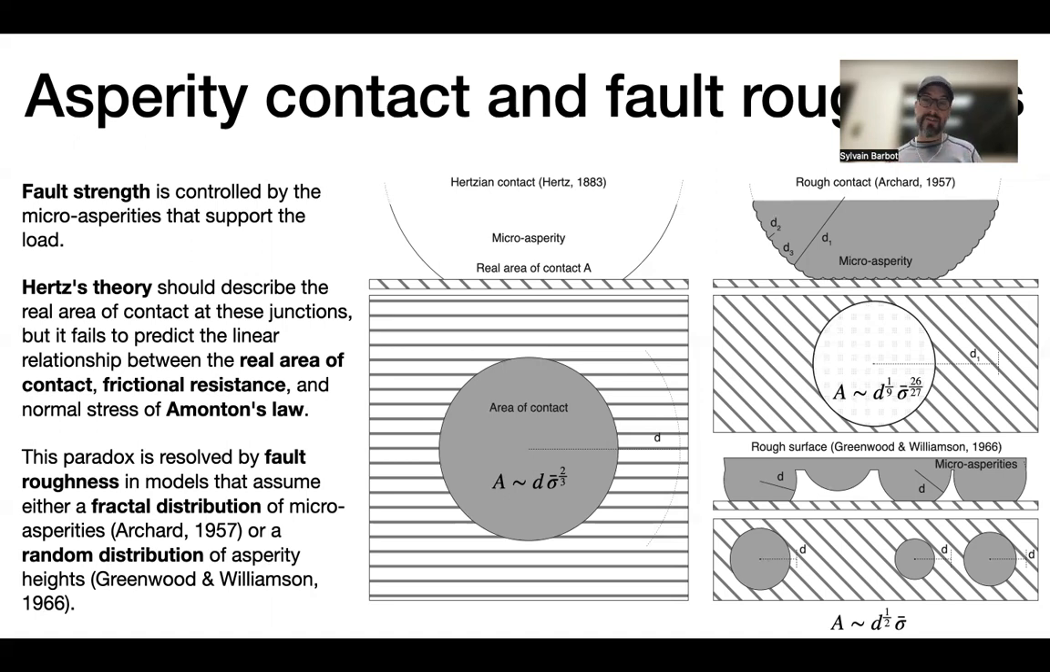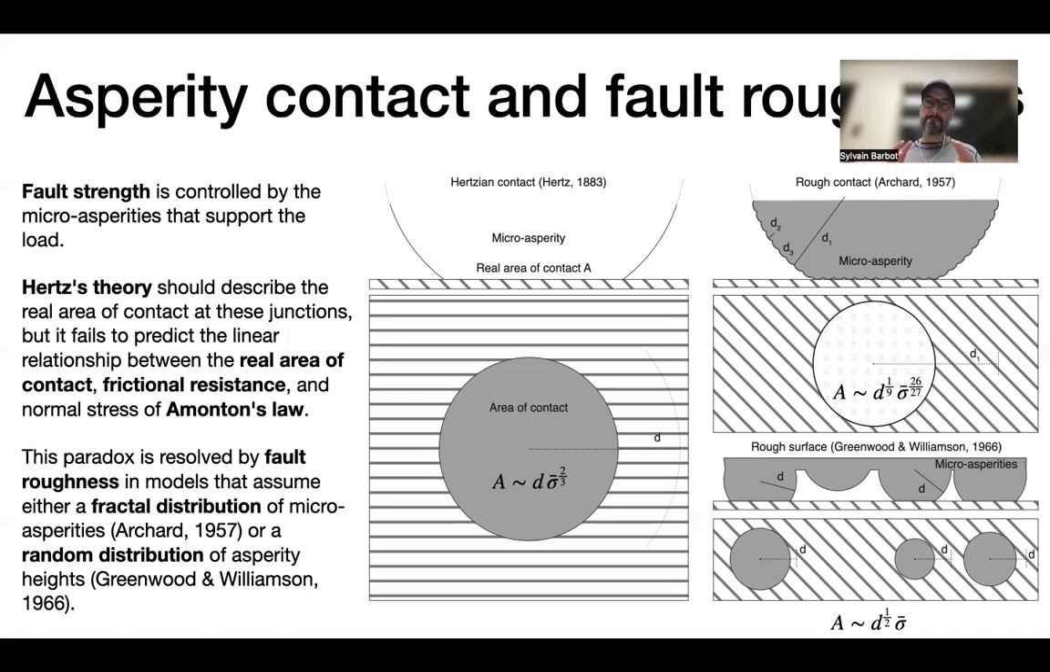And this model now predicts an exactly linear relationship between the area of contact and normal stress, like in friction, and a weak sensitivity to the original size of these spheres. So these are simple end members that have closed form mathematical solutions. And in reality, a gouge layer involves many beads, different size, different shapes, and they're randomly distributed.